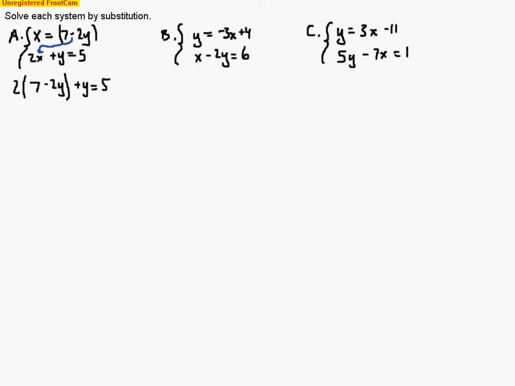Well, from that point, we need to distribute. We need to distribute this 2 over 7 and 2 over the negative 2y. And so when we do that, we now have 14 minus 4y plus y, and this all equals 5. Well, from that point, we need to do some opposite operations and collect like terms. So let's do this first. This is a positive 14. We need to take it away from both sides.